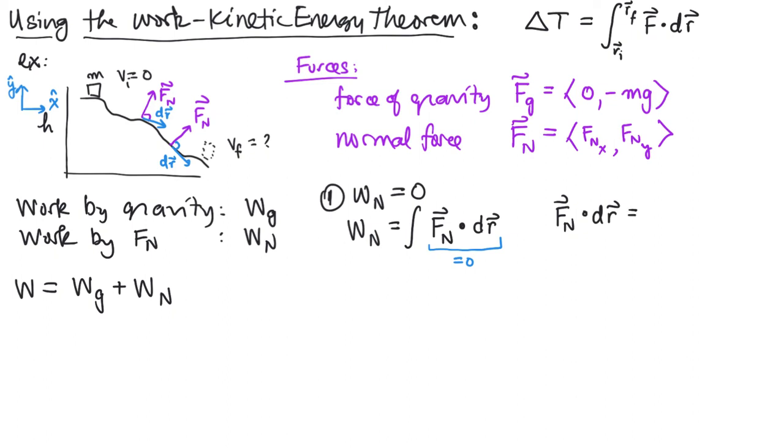So by the dot product, we know that we can write the dot product as the magnitude of the normal force times the magnitude of dr times cosine theta. But here theta is going to be 90 degrees, so that cosine of theta is 0. So the work done by the normal force is the integral of 0, which is just going to give us 0. So we have no work done by the normal force, and that's going to be generally true. The normal force does no work.